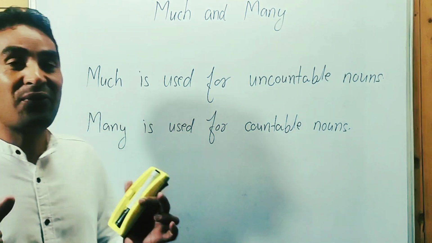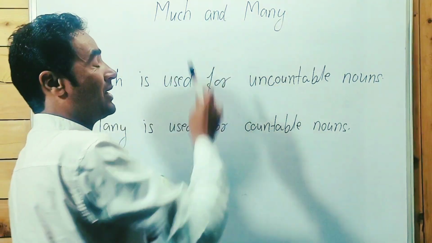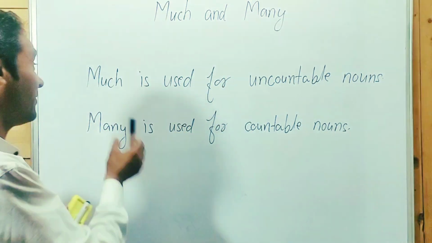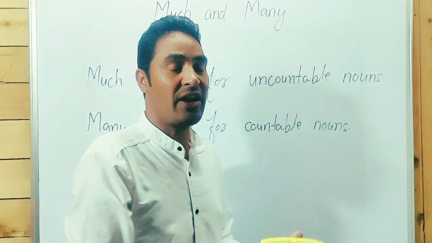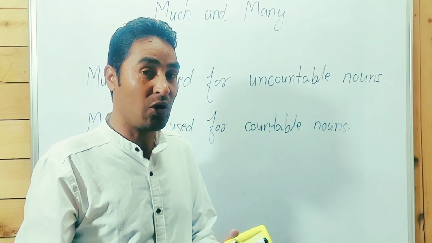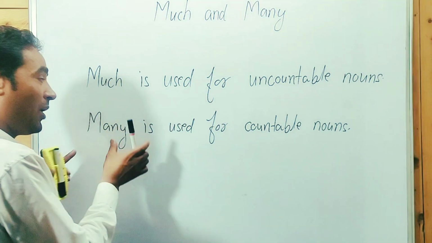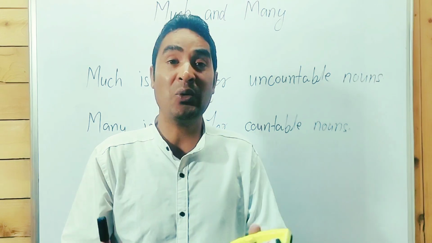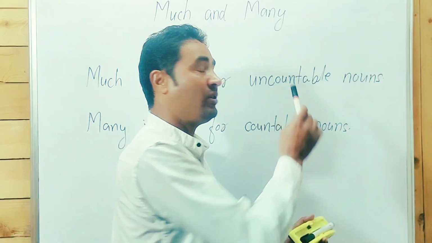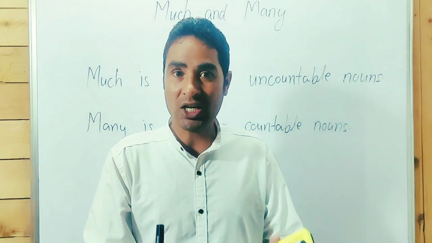I repeat, this is the first use, guys: the difference between much and many. Much is used for uncountable nouns, nouns that cannot be counted. And when we talk about many, many is used for countable nouns, nouns that can be counted. Uncountable noun, that cannot be counted; countable noun, that can be counted.